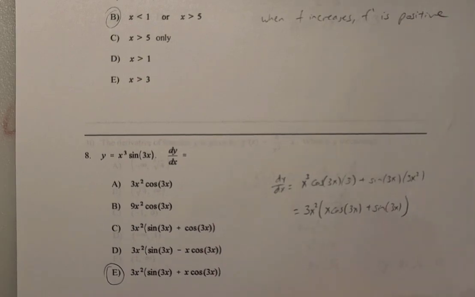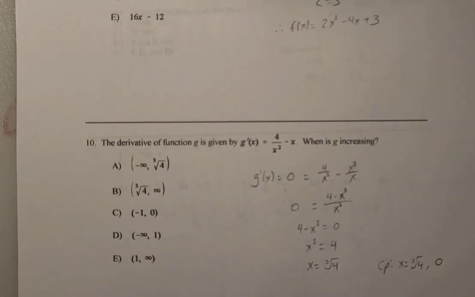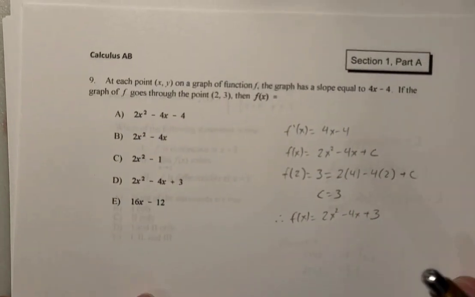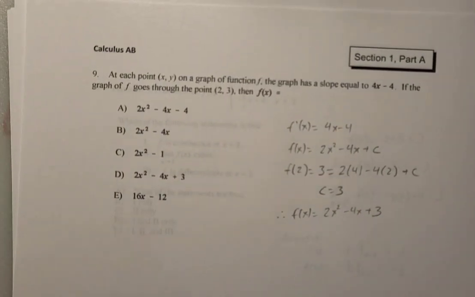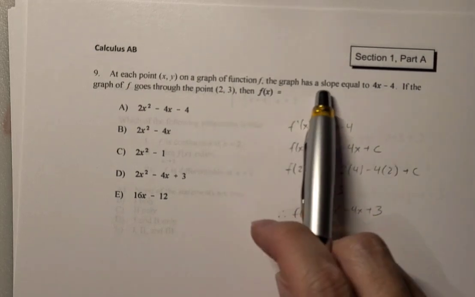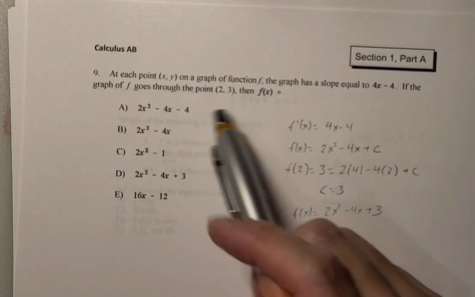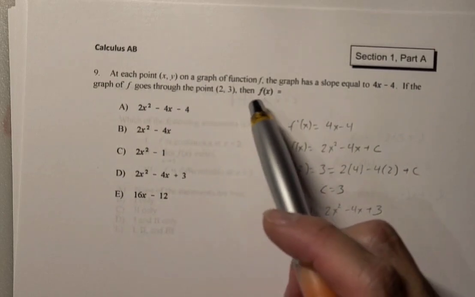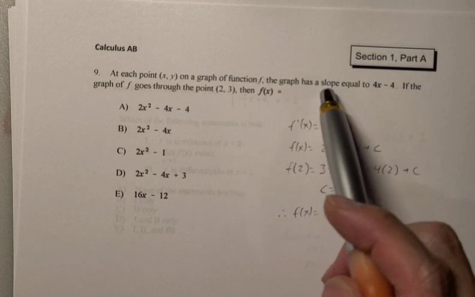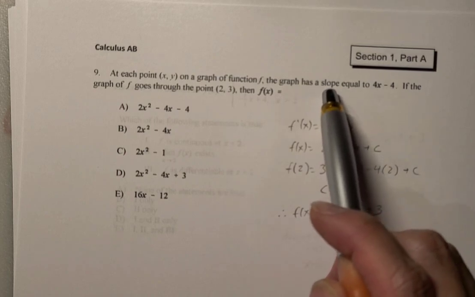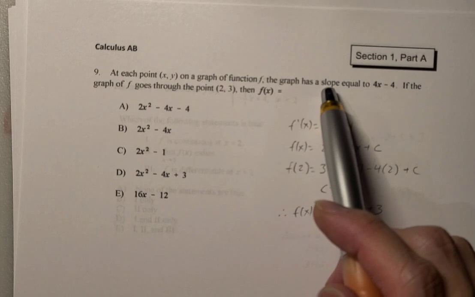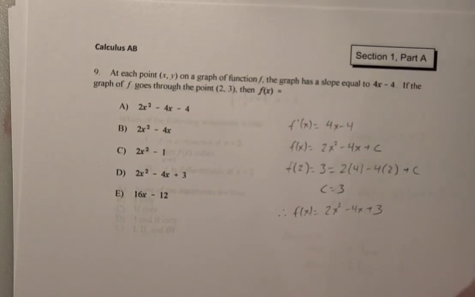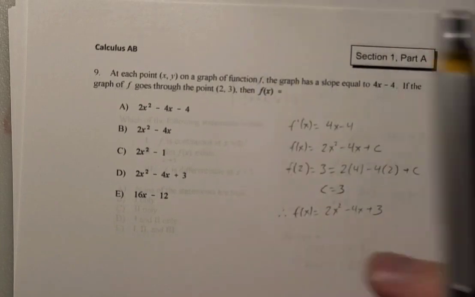Okay, let's move on. At each point x, y on the graph of function f, the graph has a slope equal to 4x minus 4. If the graph of f goes through the point (2, 3), then f is equal to what? So the slope of the graph, hopefully that sounds familiar, that's the derivative. Remember, the slope of the tangent line is the derivative, the instantaneous rate of change, f prime.